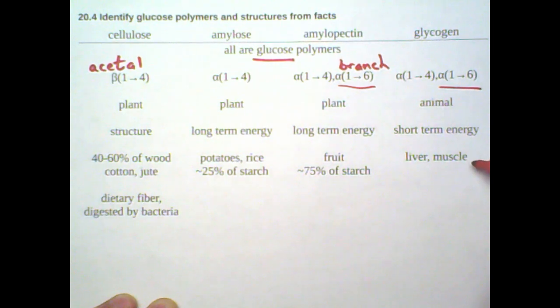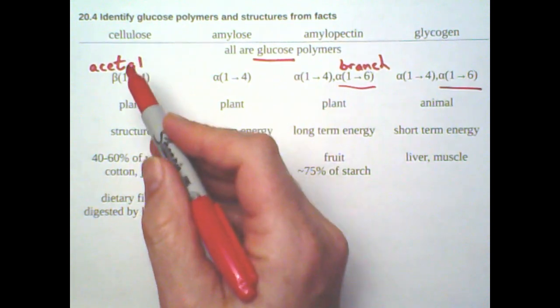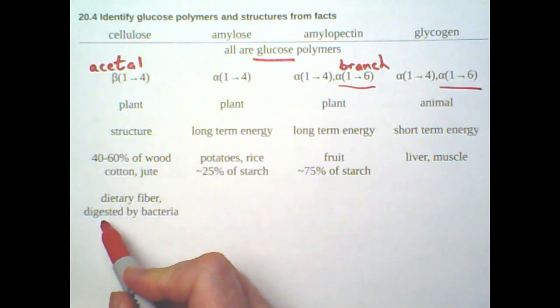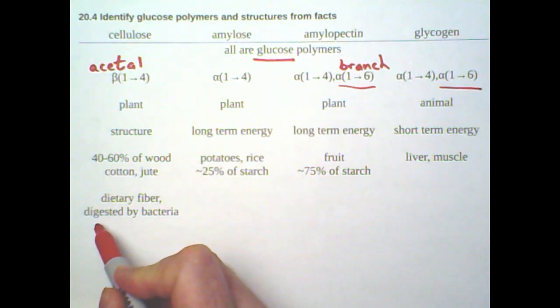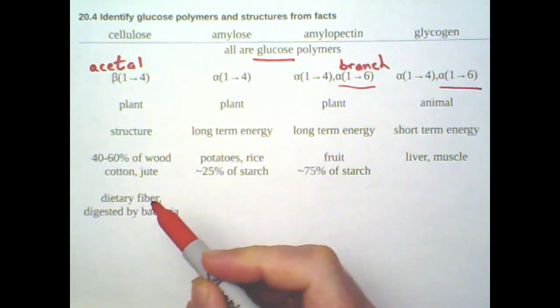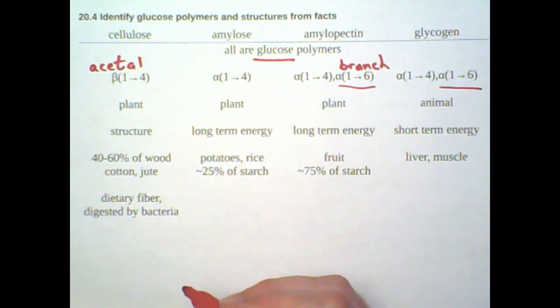Glycogen we use for short-term energy storage and store it in our liver and muscles. When we want long-term energy storage, we turn things into fats, not just long chains of sugars. Cellulose, when we eat it, we call it dietary fiber, and some animals can eat it, like cows, by having bacteria in their guts that digest it. But animals can't digest it. You need bacteria to digest it.